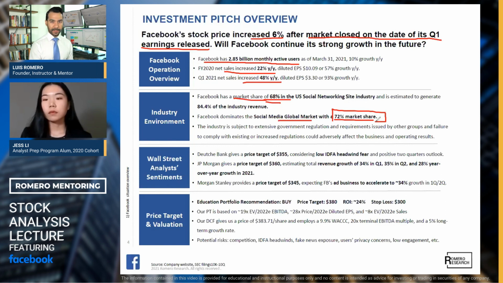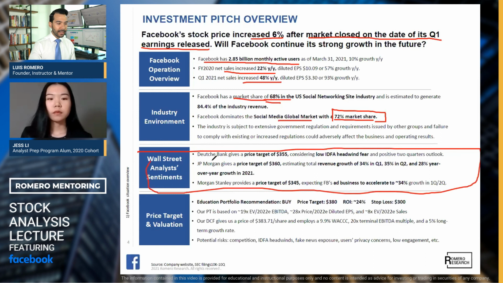But that's more on a political and social aspect. When you look at it from a business standpoint, what they've been able to do and create is nothing short of amazing. I mean, the level of margin, as we move on with these slides, you're going to get to see what they've been able to do. So tell me a little bit more, Jess, about Wall Street sentiment, because I see here that you have analysts from Deutsche Bank with a price target of 355, JP Morgan 360, and Morgan Stanley with a 345 price target. What's their view and sentiment on Facebook?